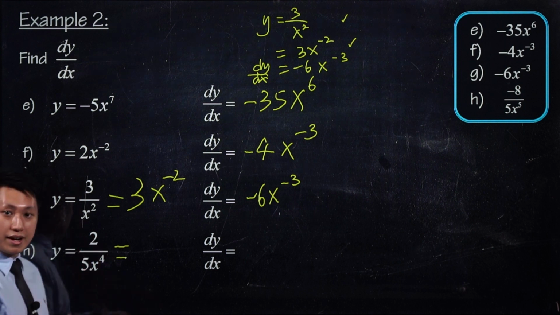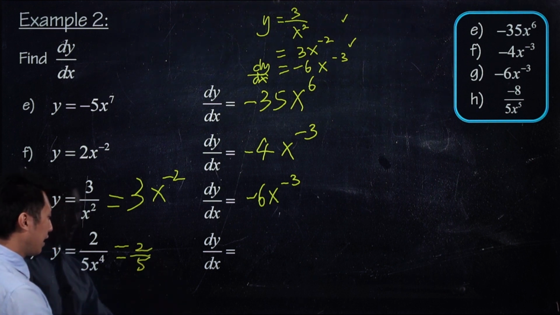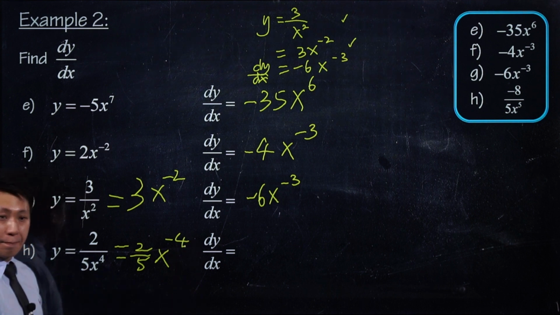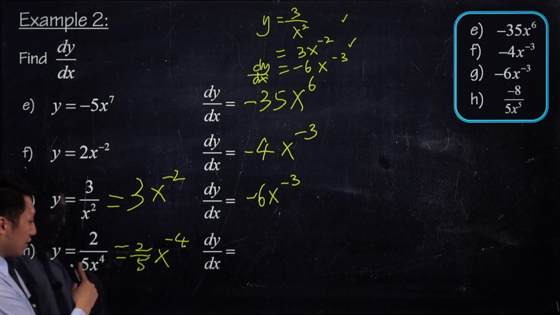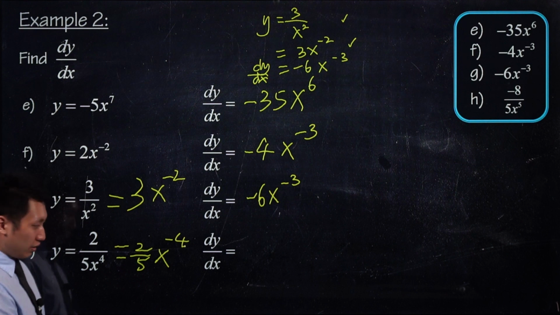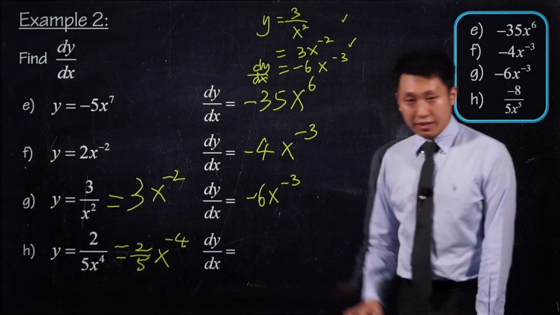2 over 5, you can write as a constant. So it's 2 over 5, then this one is x to the power negative 4. Is that okay? Just make sure you get this one right. You don't write 5x to the power 4 the whole thing power negative 1. It's slightly more difficult that way. All right, now we've got this one.